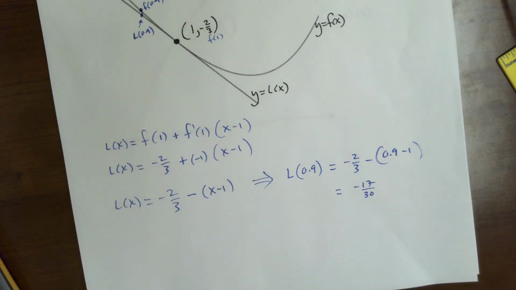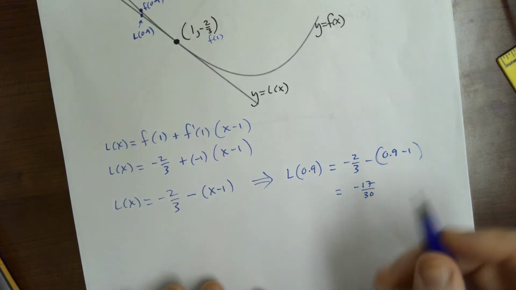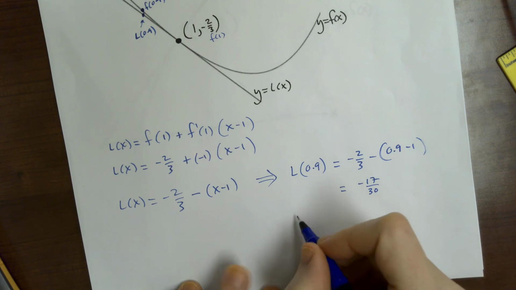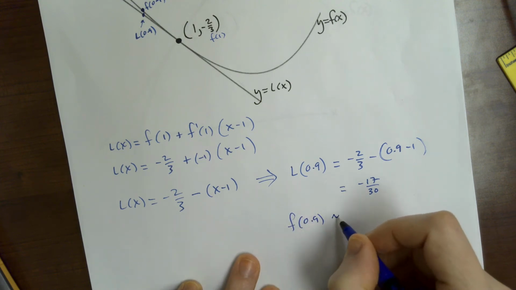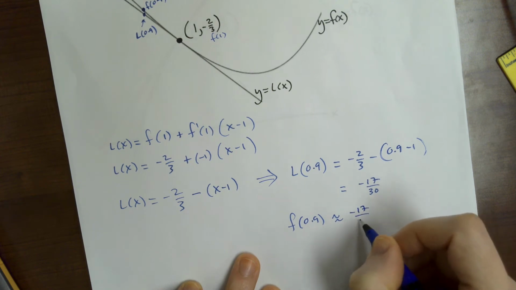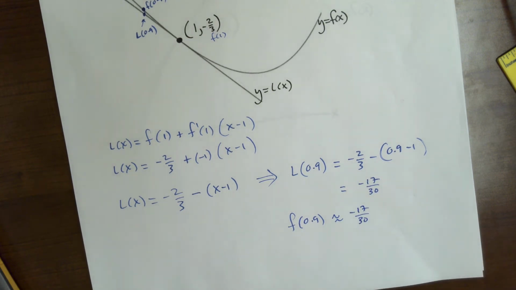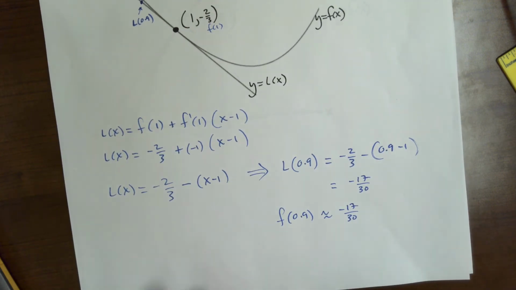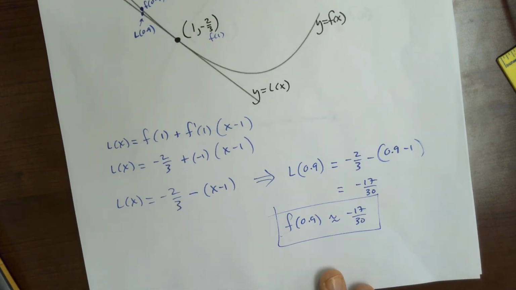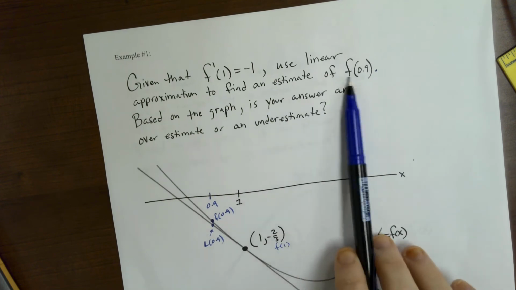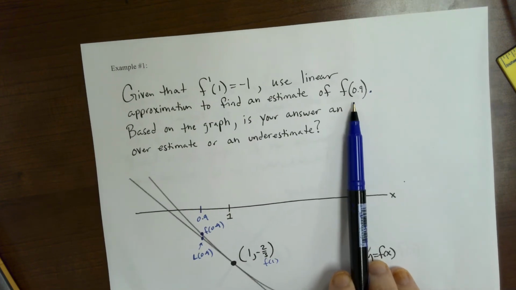So now I'll just say f of 0.9 is approximately negative 17/30. All right, so that is the first thing that we wanted. So we've done an estimate of f of 0.9.